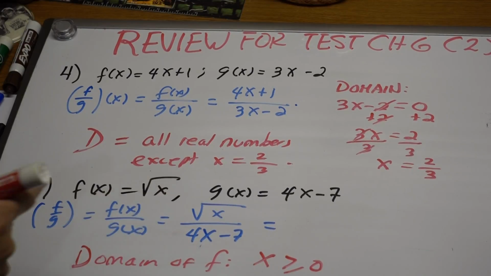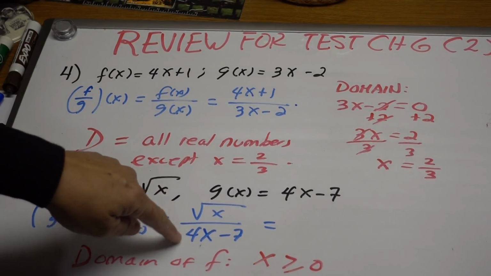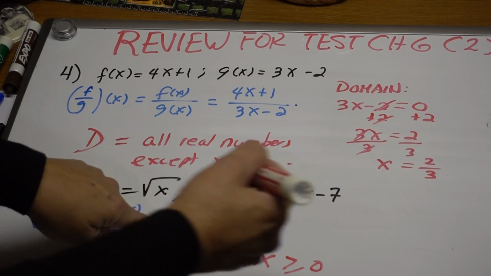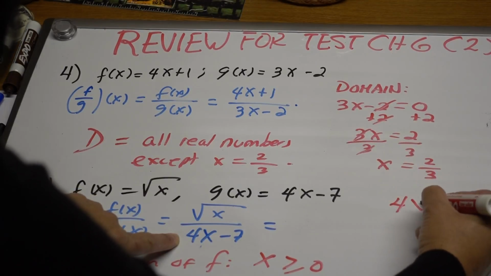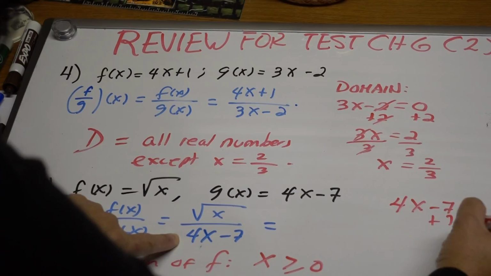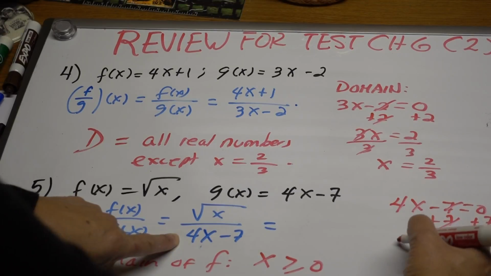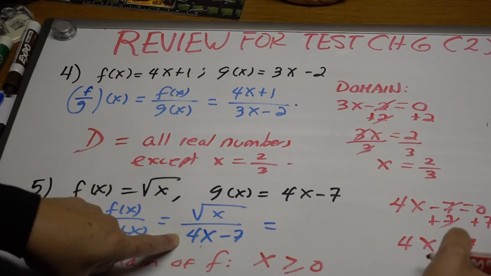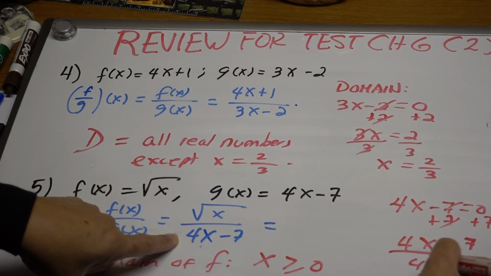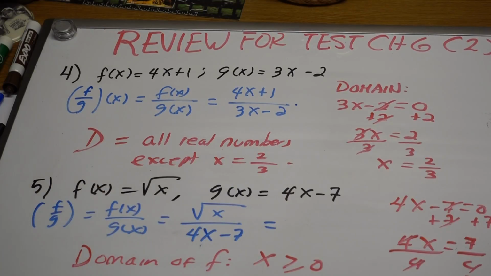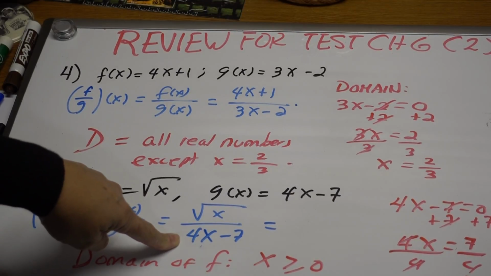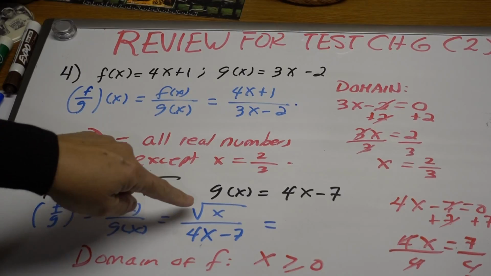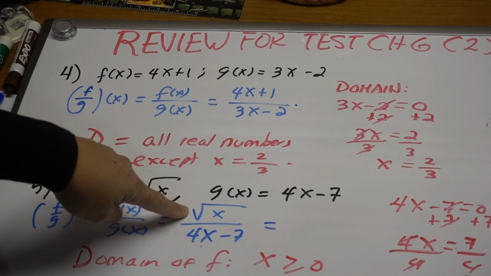The domain of g, since it is in the denominator, cannot include the value where the denominator becomes 0. Following the same procedure, I set 4x minus 7 equals 0. We add 7 to both sides, and we have 4x equals 7. Then divide by 4, x equals 7/4. That's a value that we don't want. So the denominator excludes x equals 7/4, and the top one allows only positives, including 0.